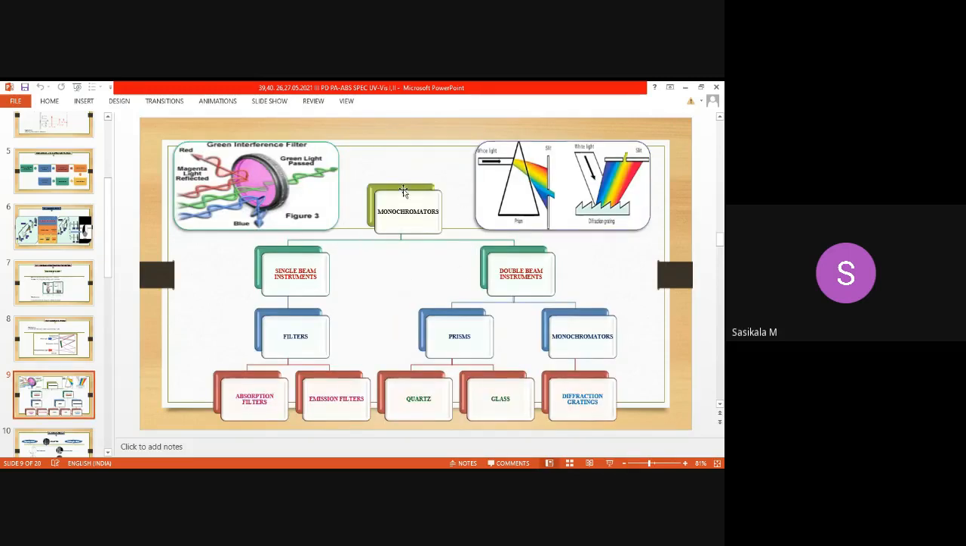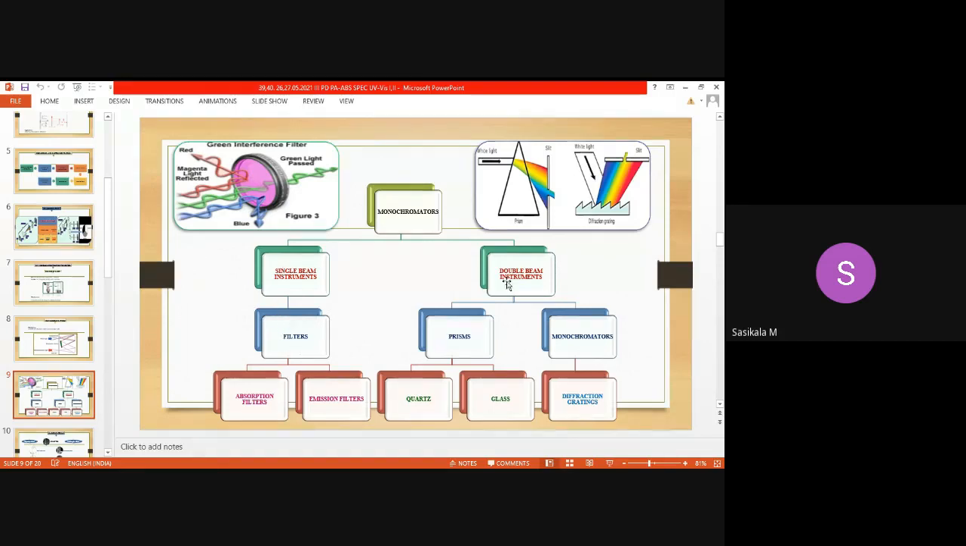Based on the different types of monochromators, instruments are also divided into two categories, as we discussed: single beam instruments and double beam instruments. You can find here single beam and double beam instruments, and the picture here represents filter types, and here represents monochromators, monochromators itself. These are filters, these are monochromators. In single beam instruments, mostly you can find filters.